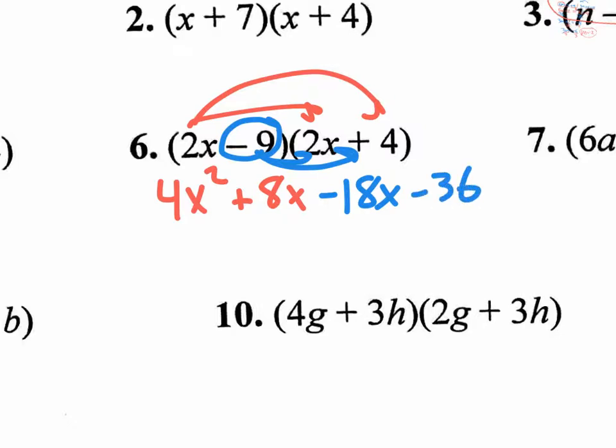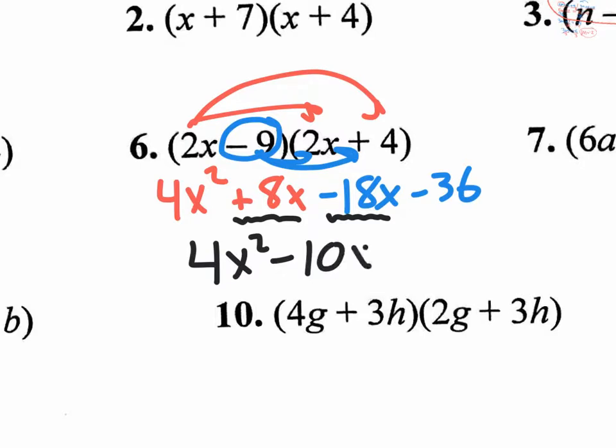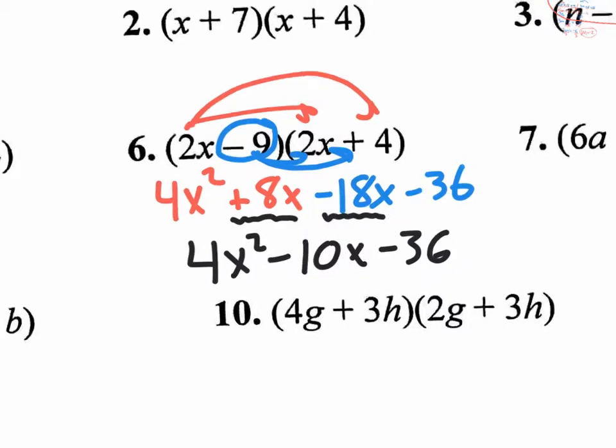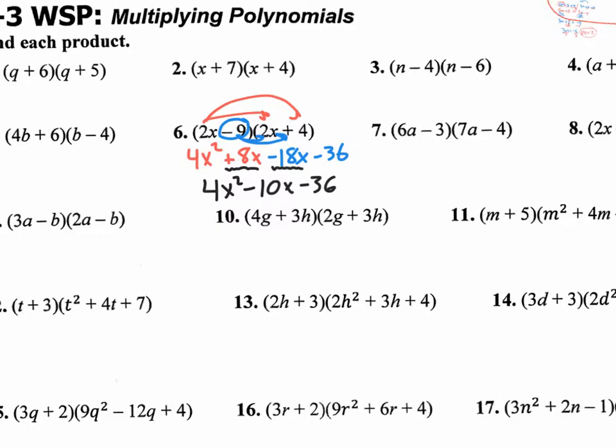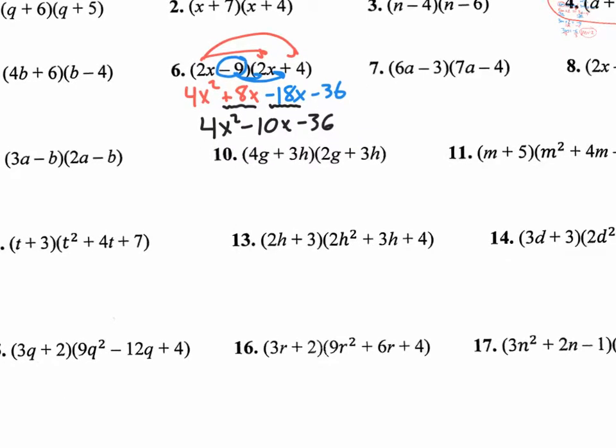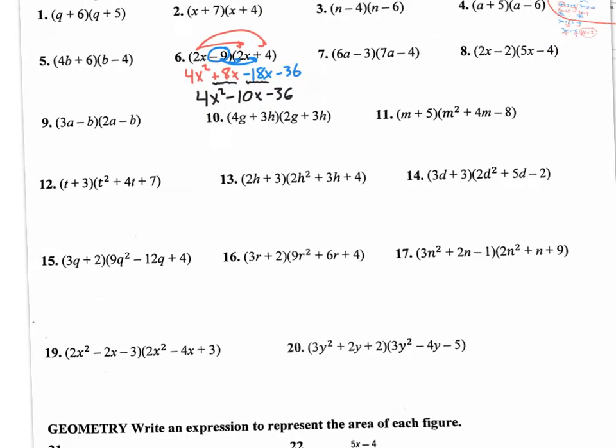Now, out of those 4 terms, the 2 middle ones could be combined, the plus 8x and the minus 18x. If you add positive 8x with negative 18x, you're not changing exponents, you're just combining. Your final answer will be 4x squared minus 10x minus 36. That's simple, right? Now, there will be one that's slightly more challenging, kind of like distributing the binomial into the trinomial. That's definitely more interesting.